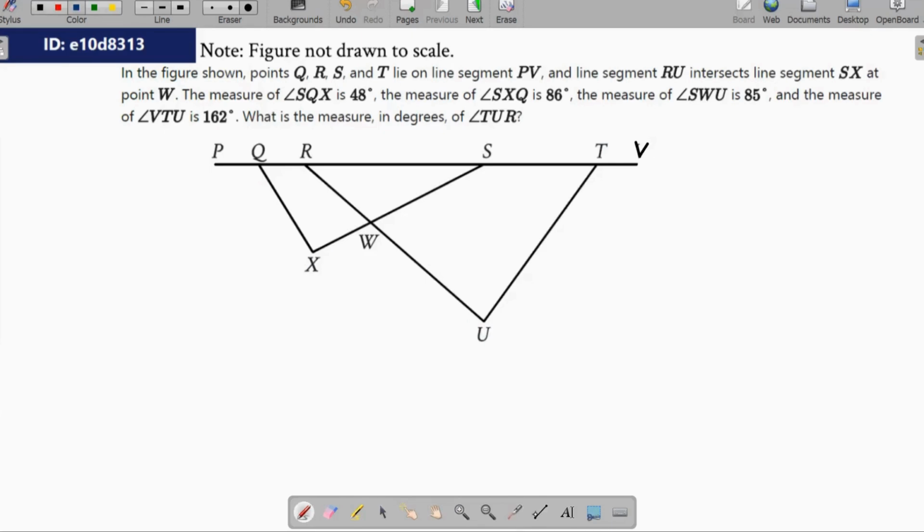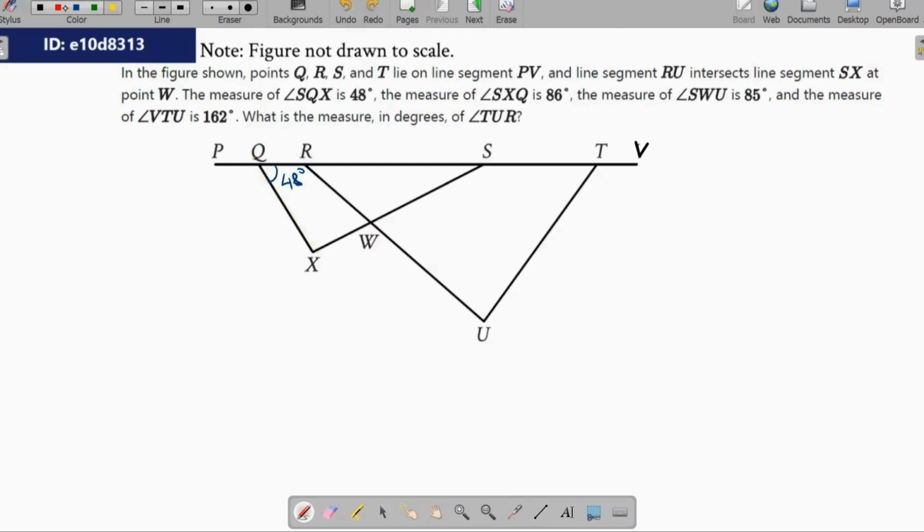Indeed, we know that the angle SQX is going to be 48. Whenever an angle is given, it is given with three letters, where the external letters, in this case S and X, are the two external parts. The middle letter is where the angle is considered. So in this case, SQX is the angle that we're talking about, so 48.